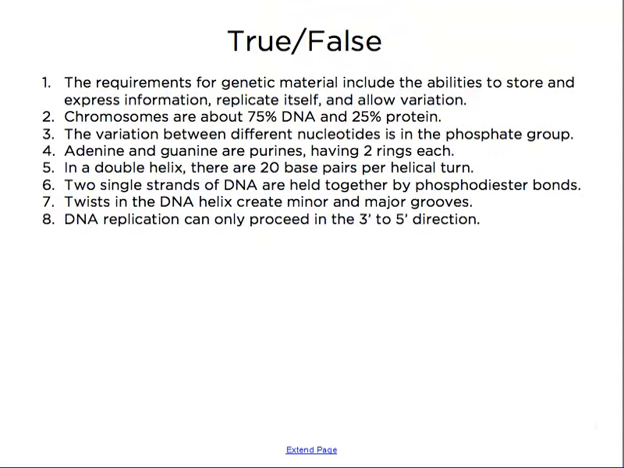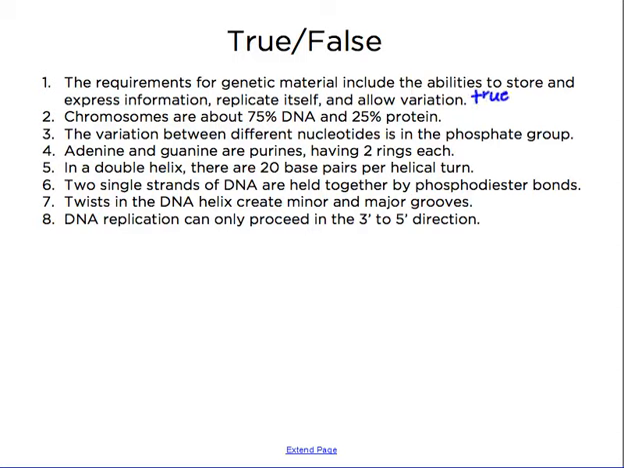So I figured I'd give Professor Schmidt a break with the true-false, and I thought I would run through these quickly with you myself. So number 1, the requirements for genetic material include the abilities to store and express information, replicate itself, and allow for variation. Now these three things are all true.